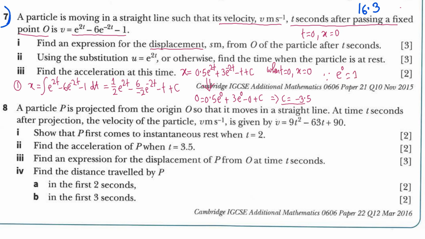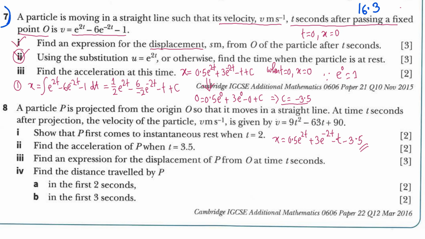So we got the value of c. Now we can write our final expression, which is x equals 0.5 e to the power 2t plus 3 e to the power minus 2t minus t, then another part, minus 3.5. So this is our final expression for the displacement. Now we are going to move to the second part of this question.